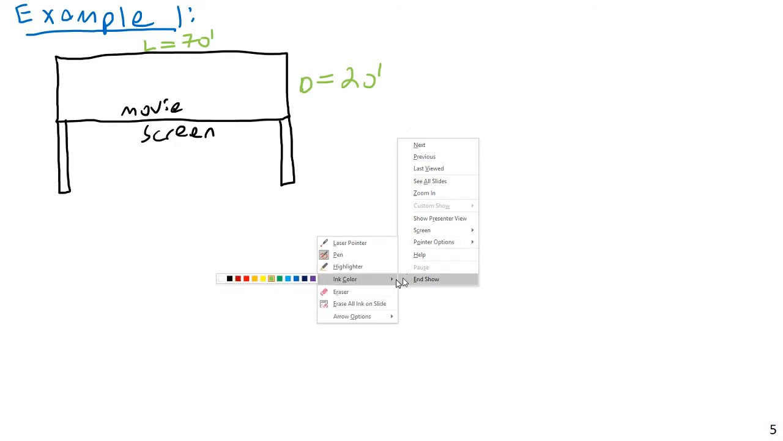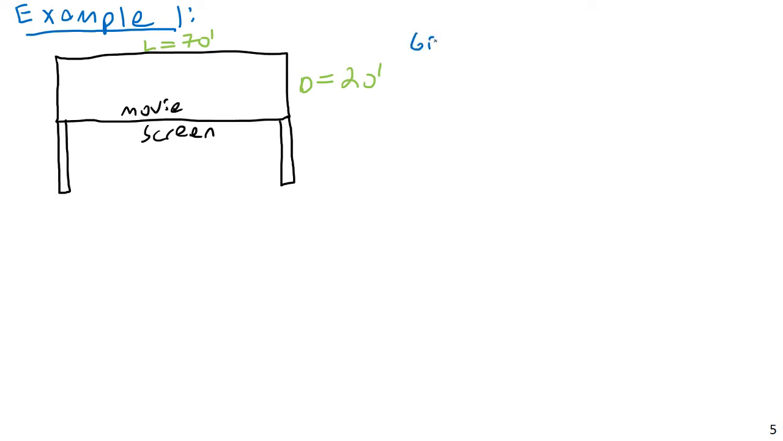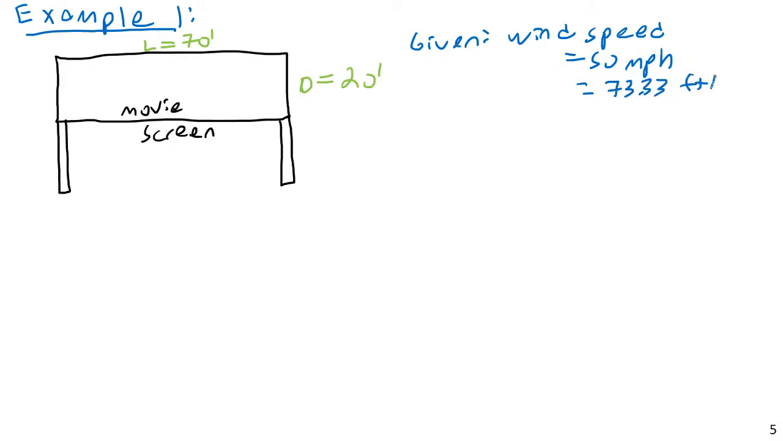And then given the following wind speed: if the wind speed equals 50 miles per hour, which, doing a quick conversion, is 73.33 feet per second, find the drag force, Fd. Now, this is one of those problems where we're not going to have to worry about the difference between relative and absolute velocity, because our object is stationary.